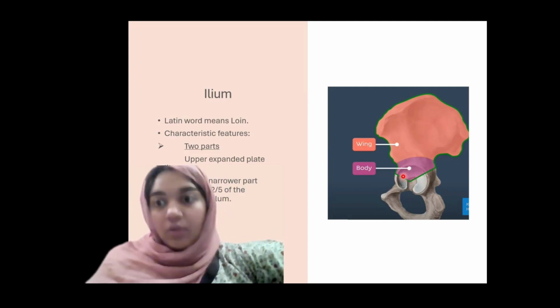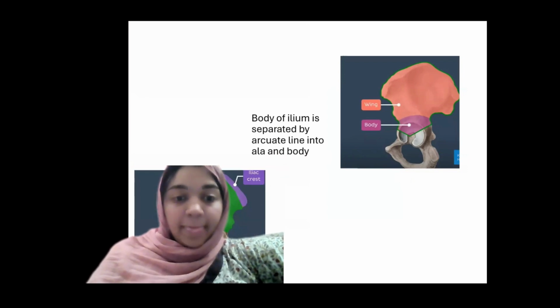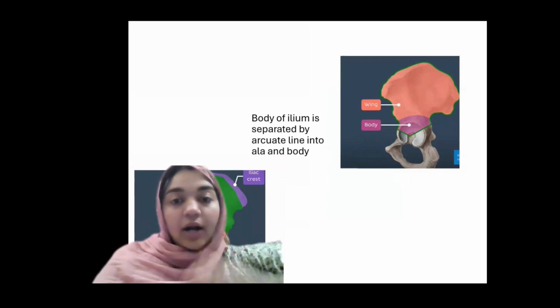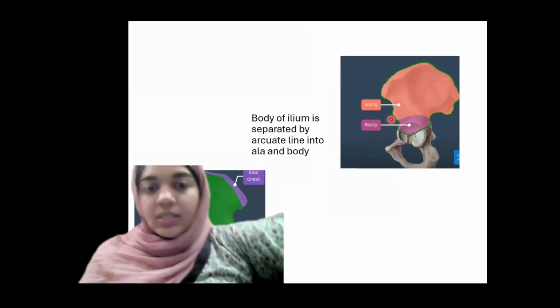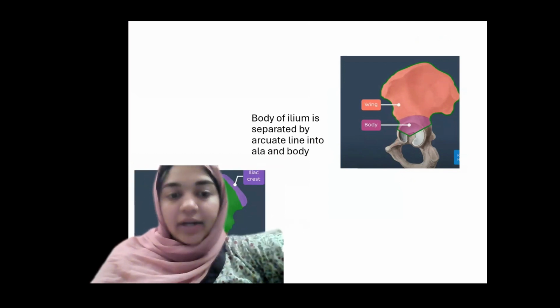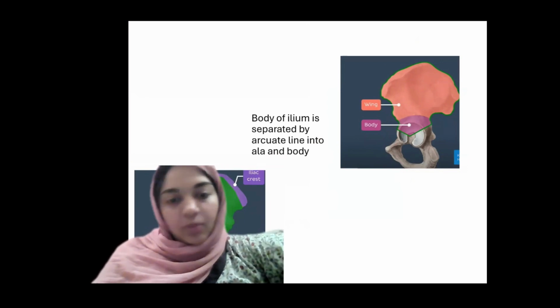Ilium means loin in Latin. Now we've done this. Can you see? There's a special line called the arcuate line. So the wing and the body, or the upper part and the lower part of the ilium, are separated by the arcuate line, right? So what's the arcuate line? It's just a demarcation between the upper part and the lower part of the ilium. Okay.